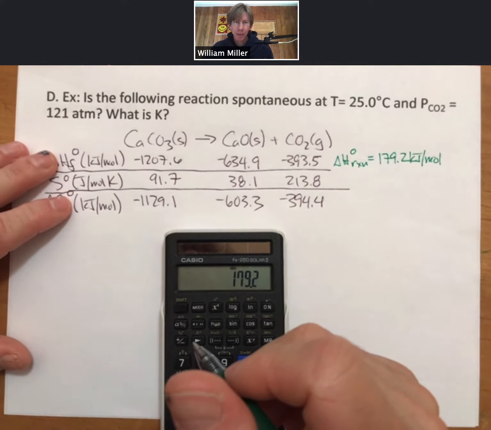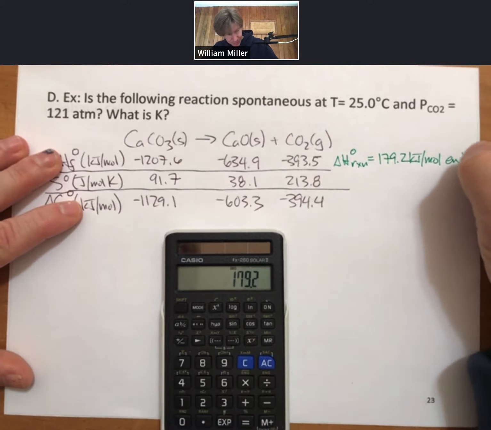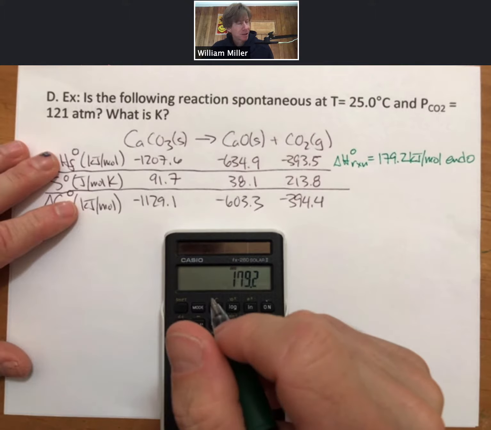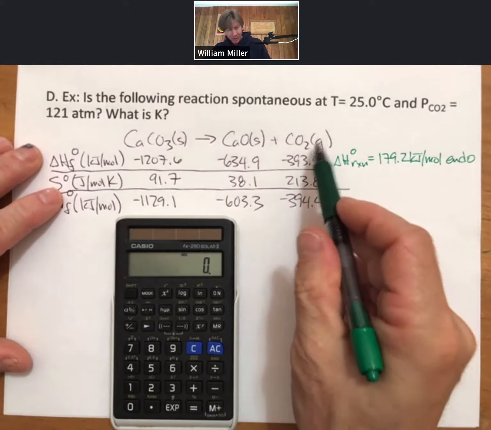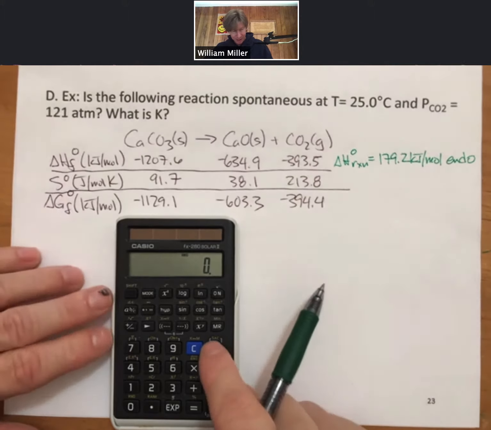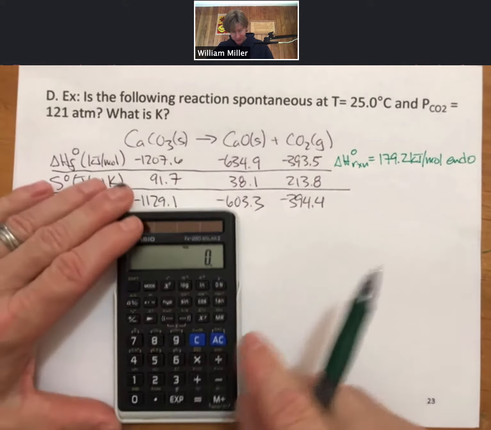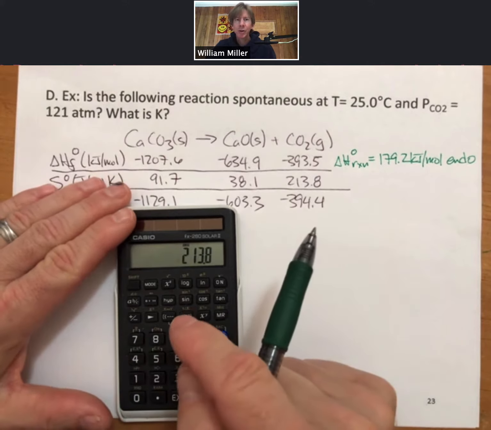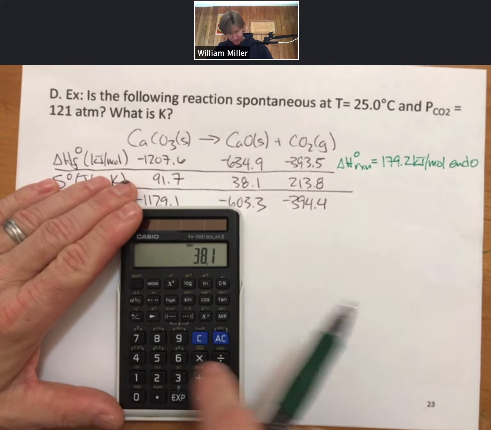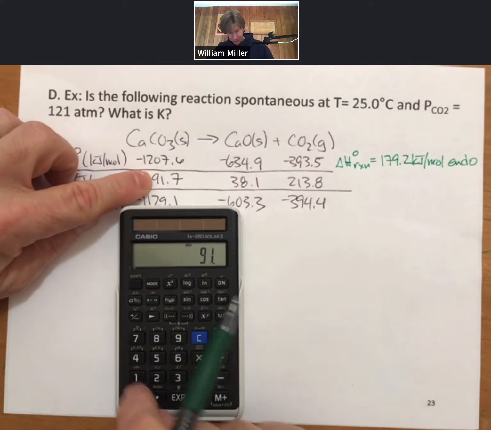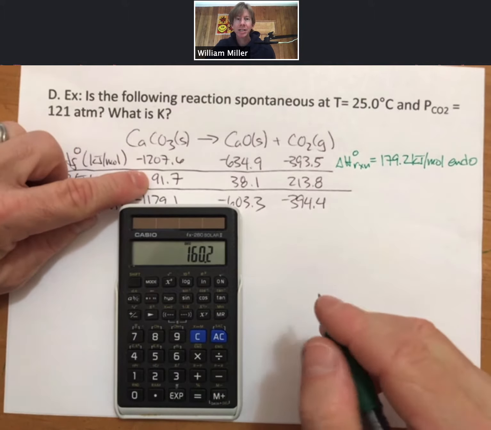Very endothermic, tends to not be spontaneous. We have a gas over here, so I bet you the entropy is going to increase. We can see that from the numbers. 213.8 plus 38.1 minus 91.7. We get 160.2.